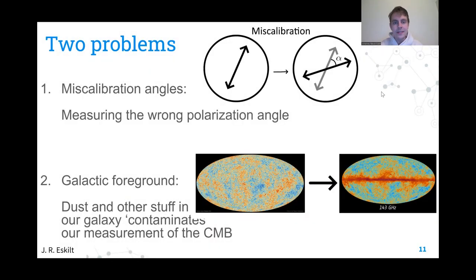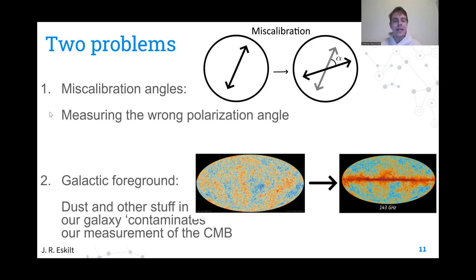But the world is not that simple, and the biggest problem with this is that you have miscalibration angles, and these are perfectly degenerate with the cosmic birefringence angle. So what that means is that if you measure this linear polarization here of incoming light, but the actual linear polarization is this line here, you're off by alpha degrees. So basically you're measuring the wrong polarization angle. And every CMB experiment tries to make sure that their alphas are as small as possible, but there will always be some miscalibration angle. You just want to make sure it's as small as possible.